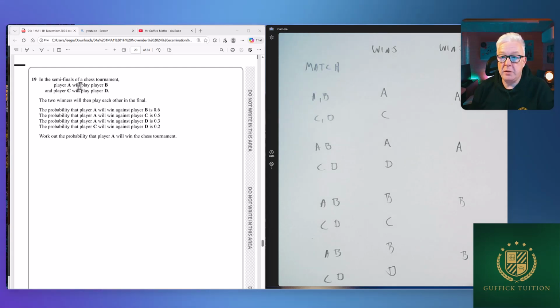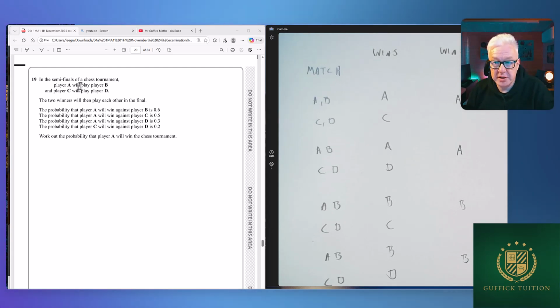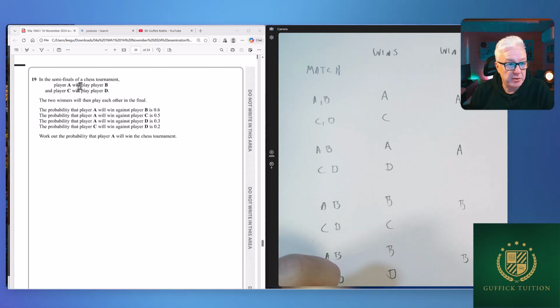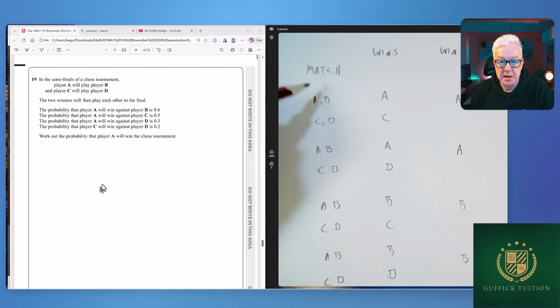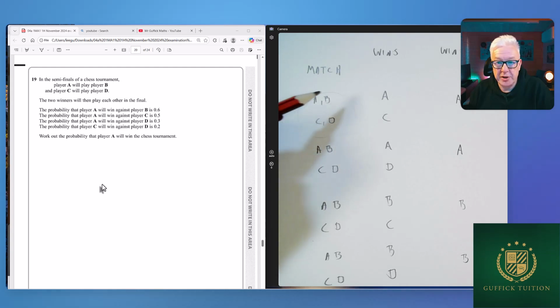Hi everyone, we've got a slightly unusual, a little bit of a different kind of probability question here. It says, in the semi-finals of a chess tournament, player A will play player B and player C will play player D. So these are the quarterfinals. A plays B, C plays D. The two winners will then play each other in the final.